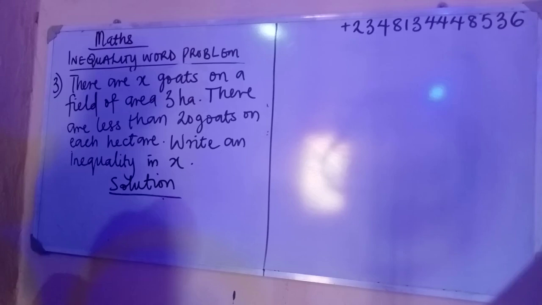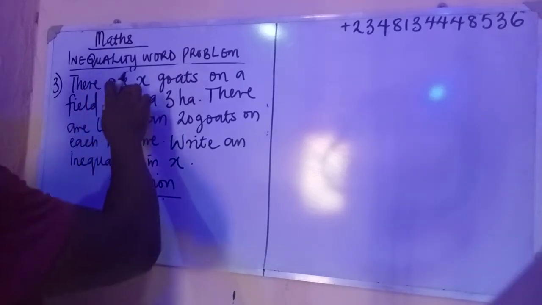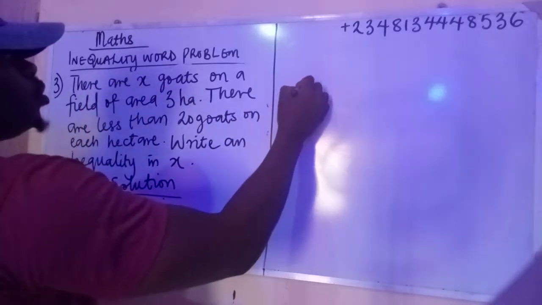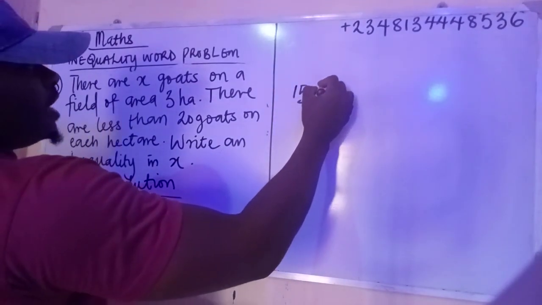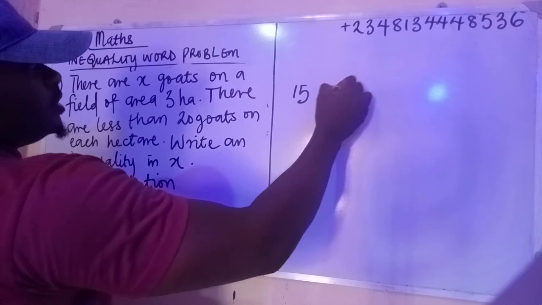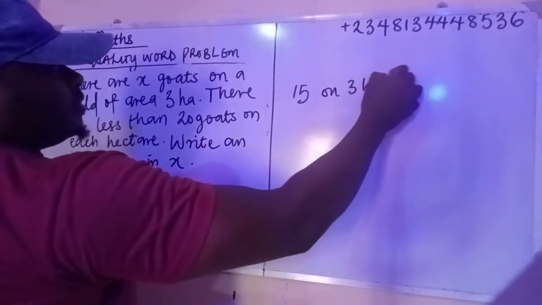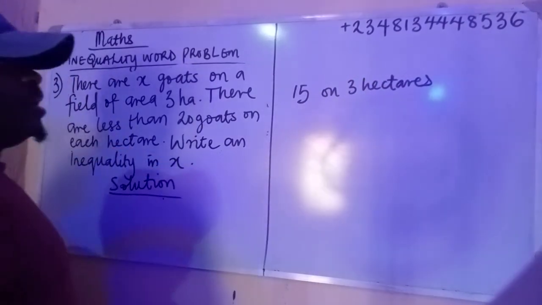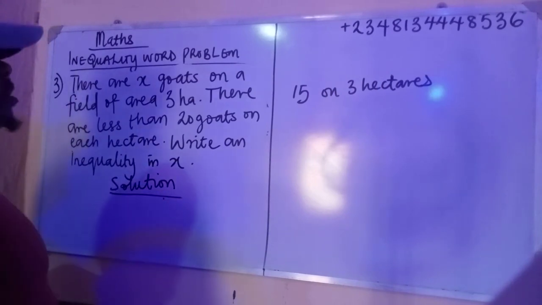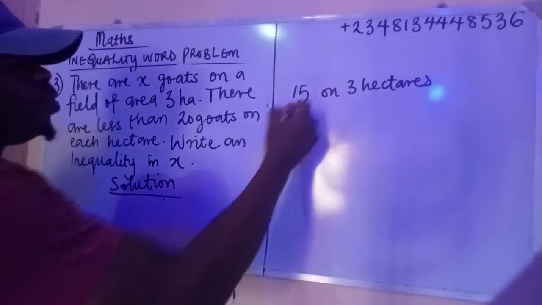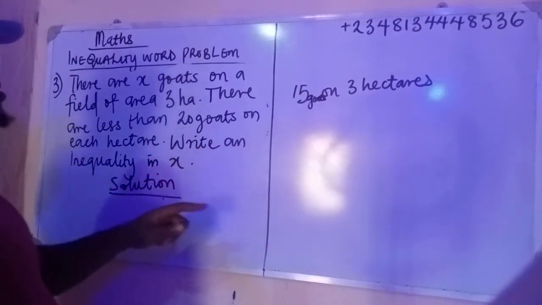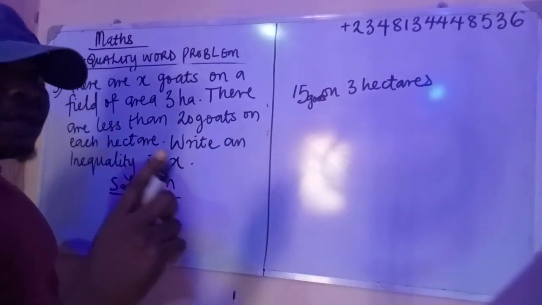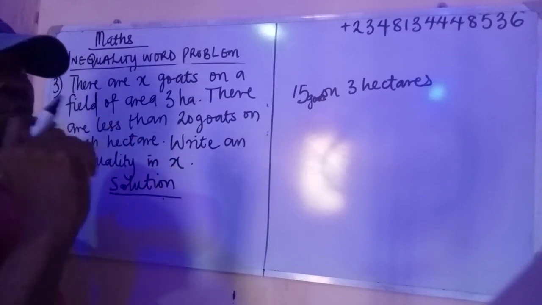X. Let's assume we have, let's say, there are 15 goats on maybe 3 hectares of land. On 3 hectares, right? Of land. And they want you to find how many goats. Let's say this is goats. And they want you to find how many goats you have per hectare, or on 1 hectare.